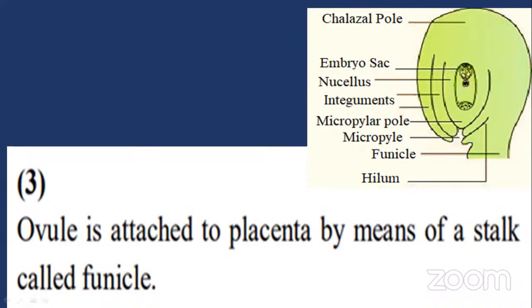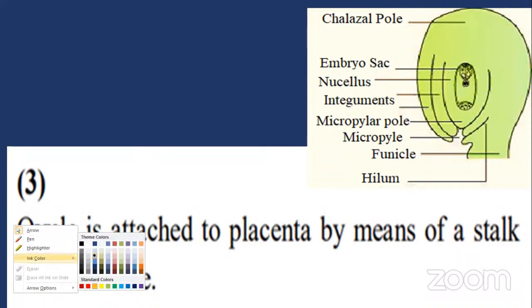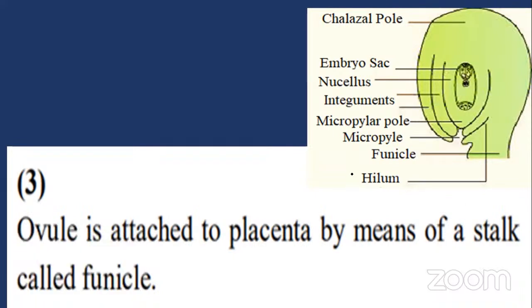Here is a question, my dear student. Don't forget, this is very, very important. Many times they ask what the things are: hilum, which portion of hilum, and funicle. The egg cell is present only towards the micropyle area, this part only.